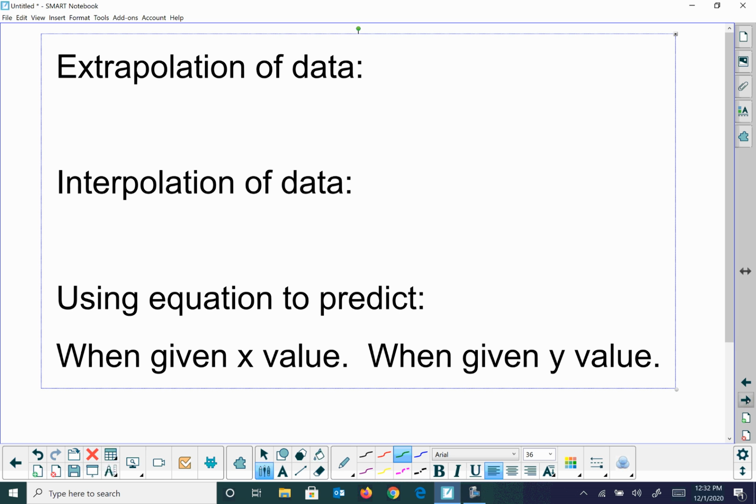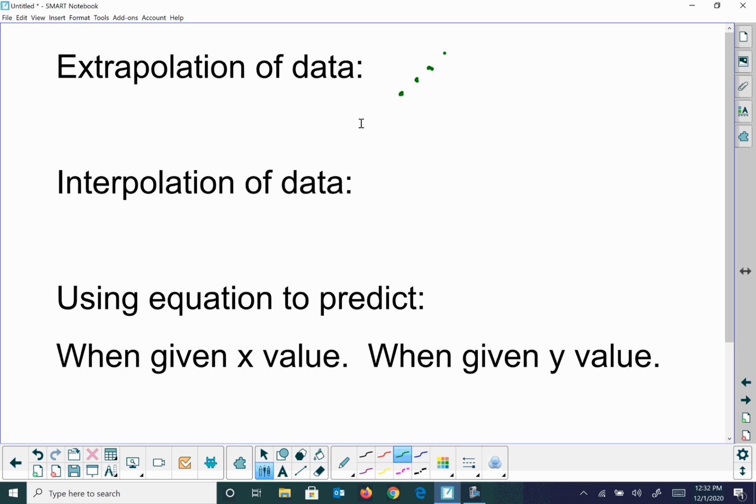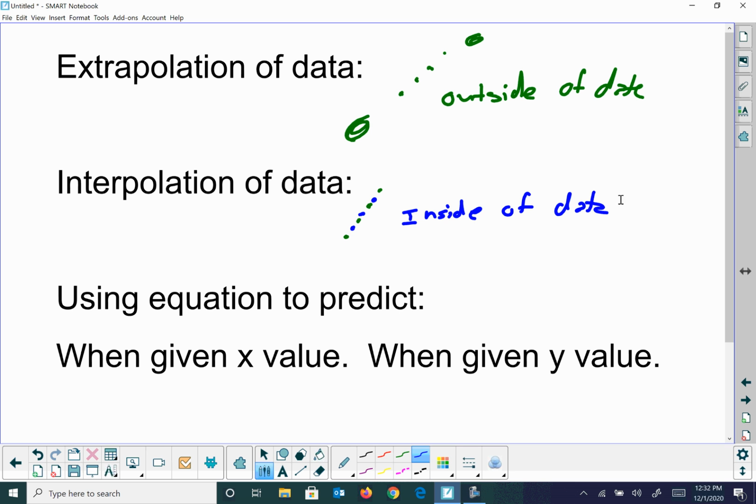So extrapolation of data is, remember our data was like this. If I wanted to pick something way down here or way out here, that means we're picking outside of our data. Again, if I had my data that was all plotted, if I wanted to do interpolation, that would mean I'm picking values in here. So that's inside our data. Okay, so using our equation to predict.